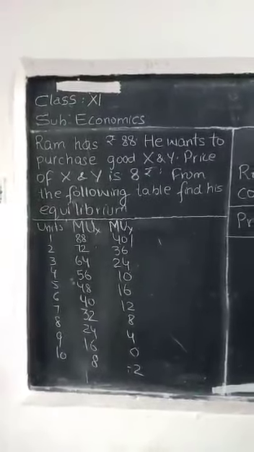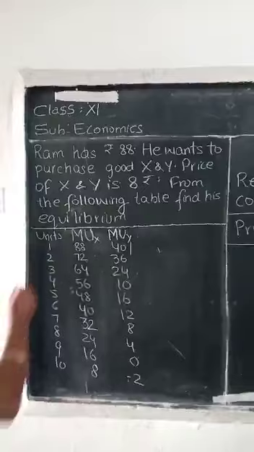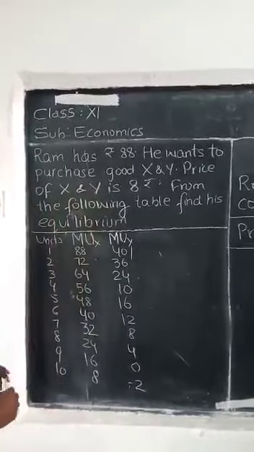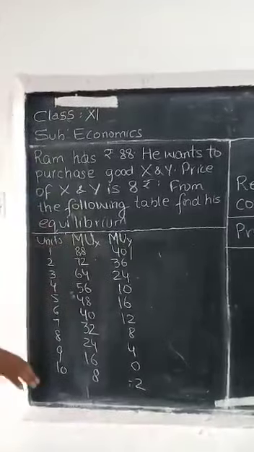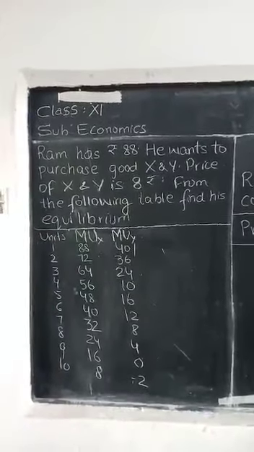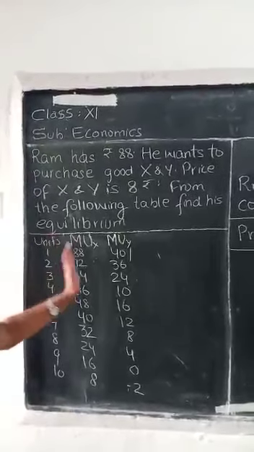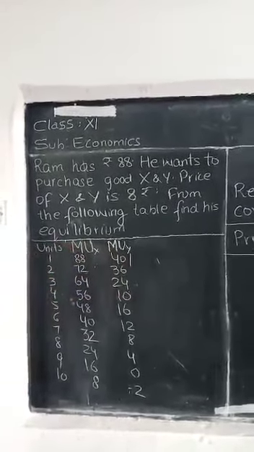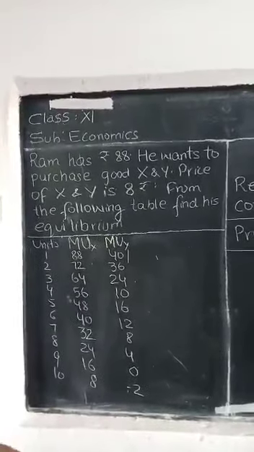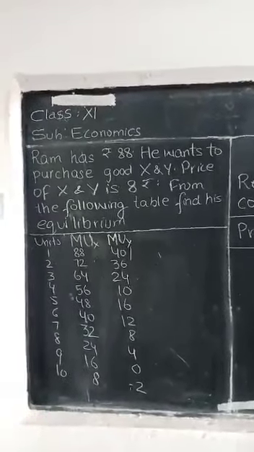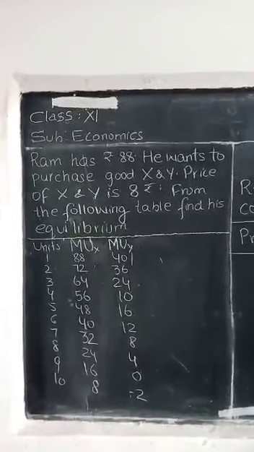So students, we have a small and precise homework. Ram has 88 rupees. He wants to purchase good x and good y. The price of both goods is the same, both x and y are 8 rupees. From the following table find his equilibrium. Which combination should he buy, how many units of x and how many units of y should be purchased by him so that he is in equilibrium?